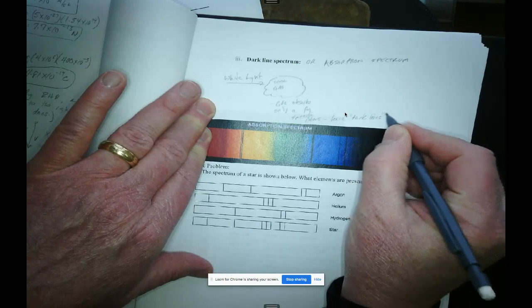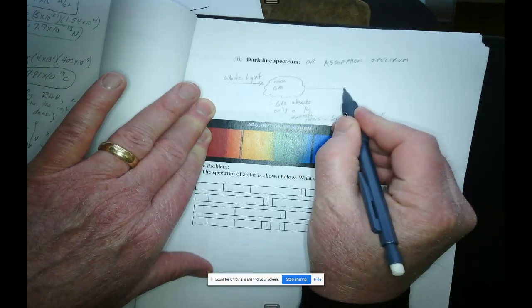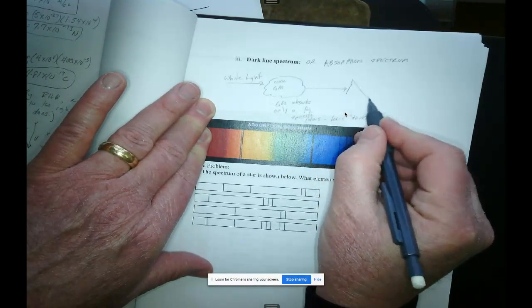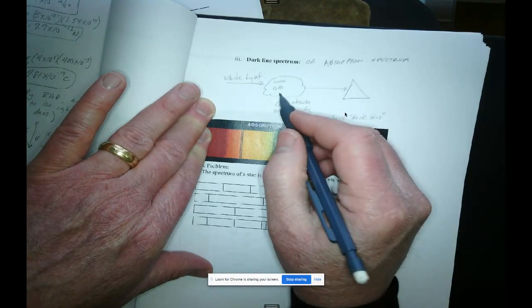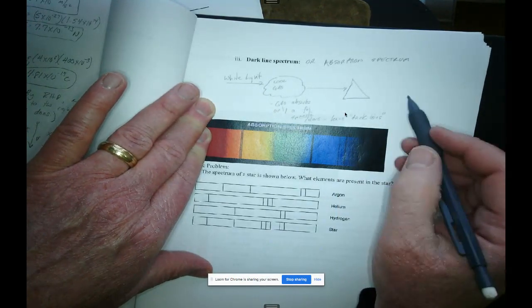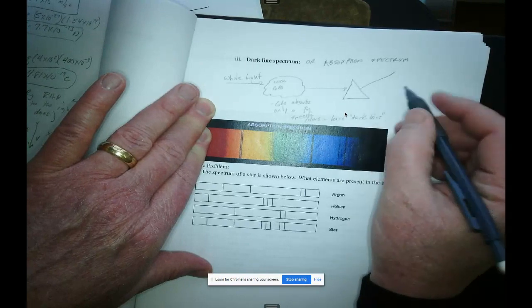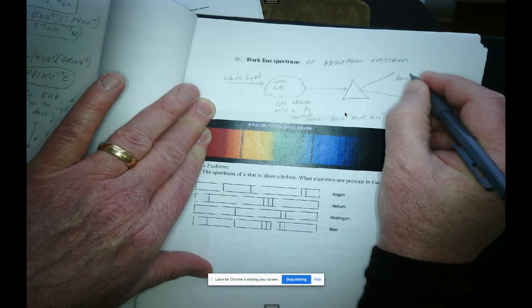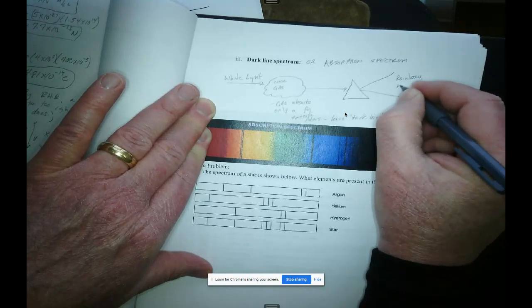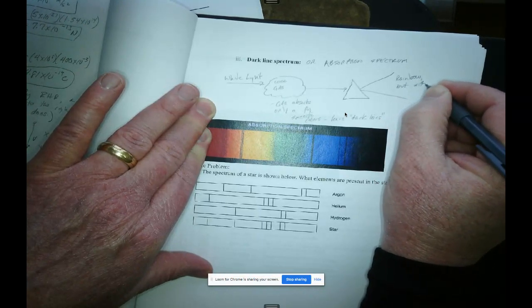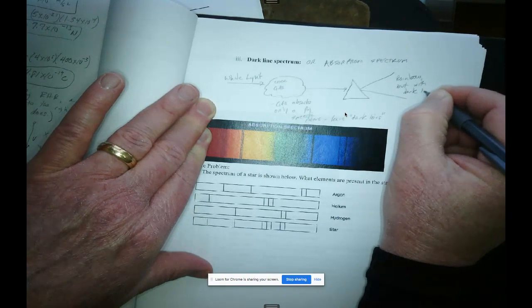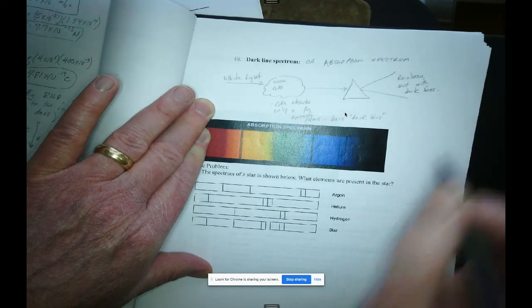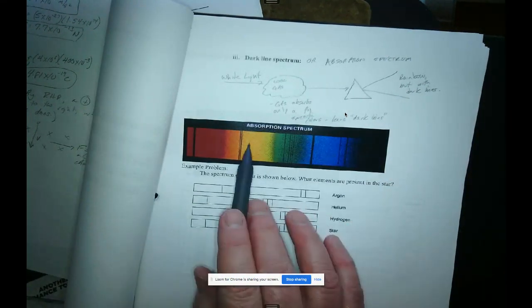in the spectrum. So if I took this white light and just put it through a prism, without the cool gas in the way, I would get a continuous spectrum, all the colors of the rainbow. But now it's going to absorb a few. So you get a rainbow, but with dark lines where the colors are missing. And that's going to look like this down here.